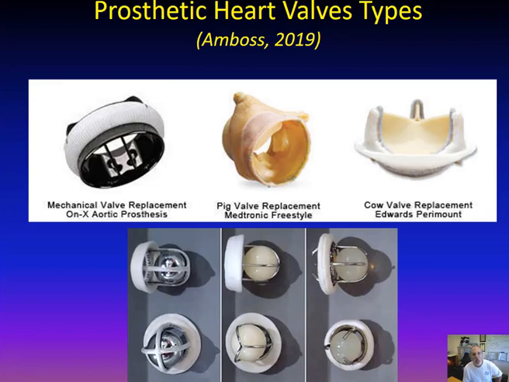Now, if we look at the prosthetic heart valve types, you can see the mechanical valve on the left, and these are different types of mechanical valves. You can see the pig valve. Yes, I've had patients that have had the pig valves, and then the cow valves.